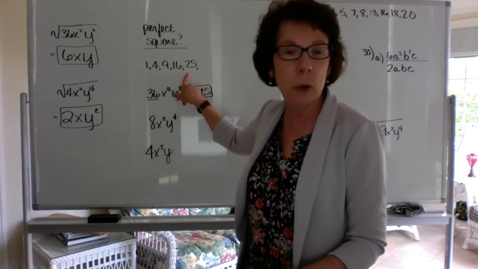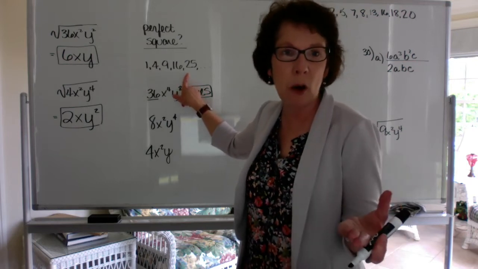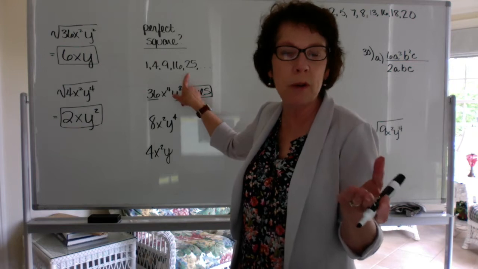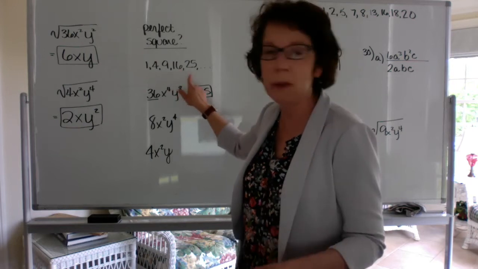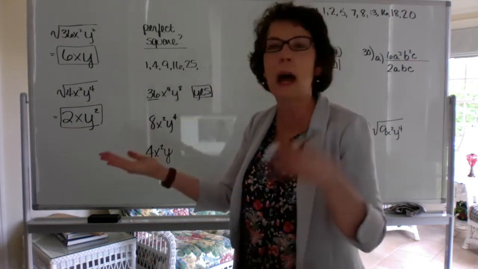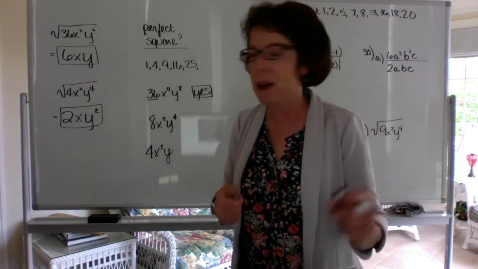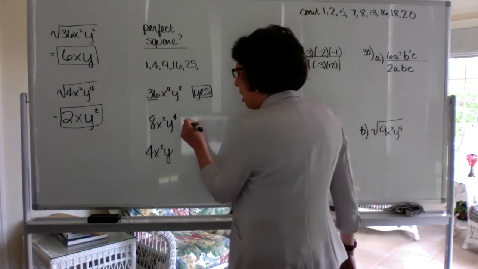No, it is not. The square root of 8 does not give me a whole number. There is no square root of 8 that will give me just a simple number. There's no number times itself that will give me 8 for a product. So the answer here is no.